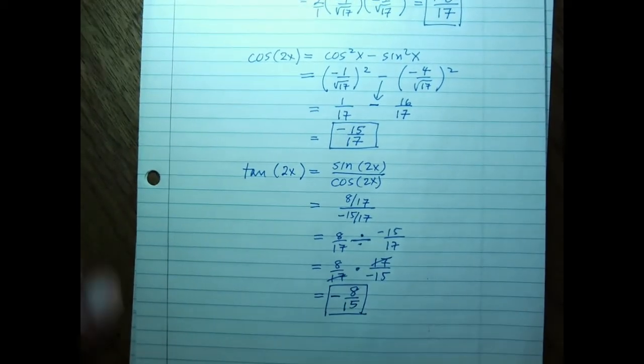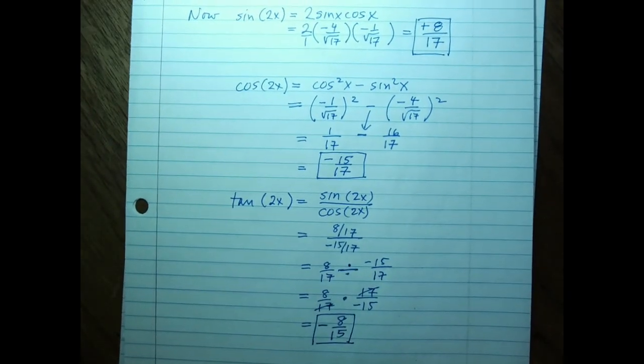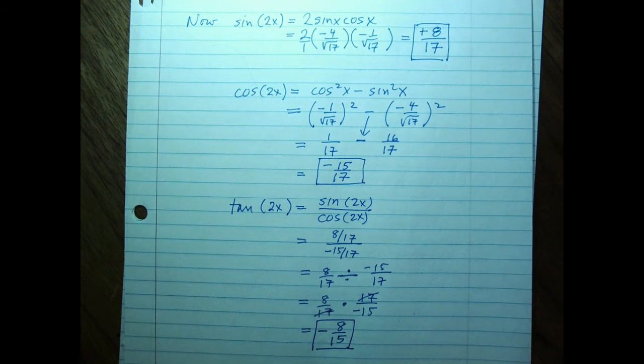So there's my value for sine 2x, cosine 2x, and tan 2x for this problem, and that was a big problem. But remember, we spent a lot of time talking about two methods. You only have to do one of those two methods. You don't have to do both. And we'll stop there for this segment.